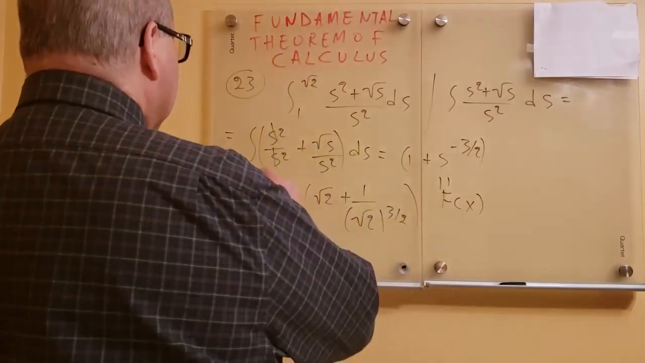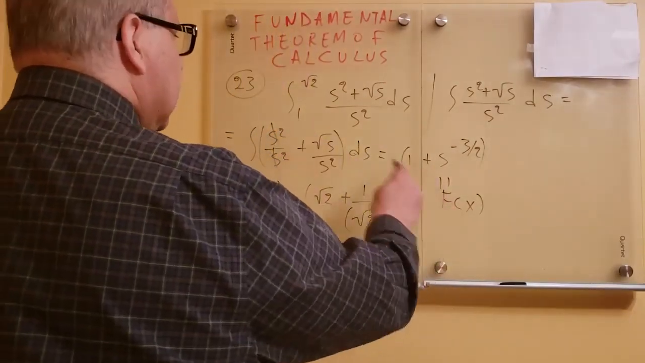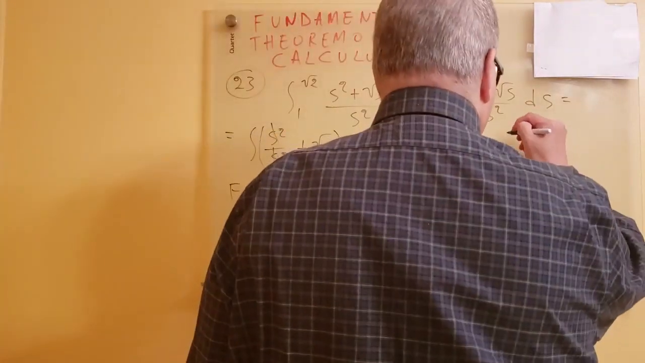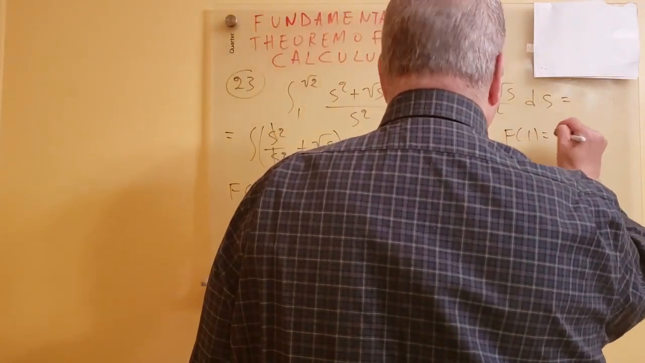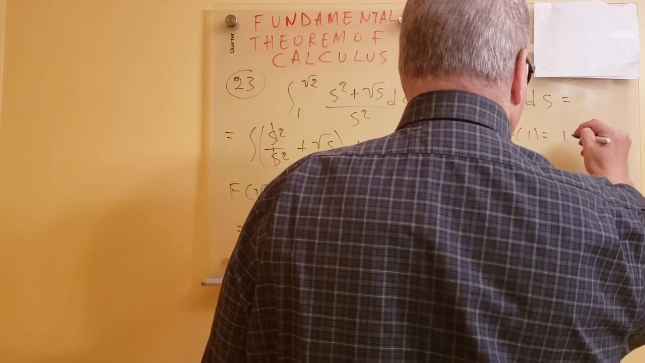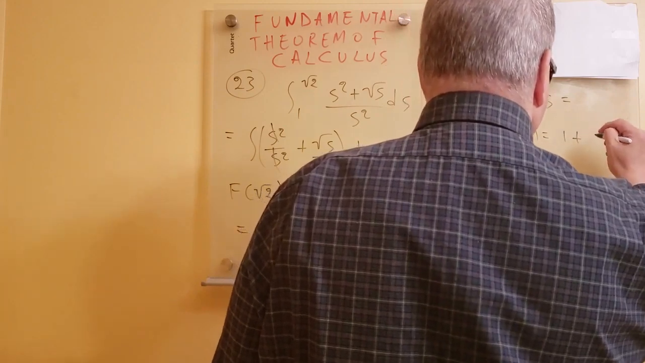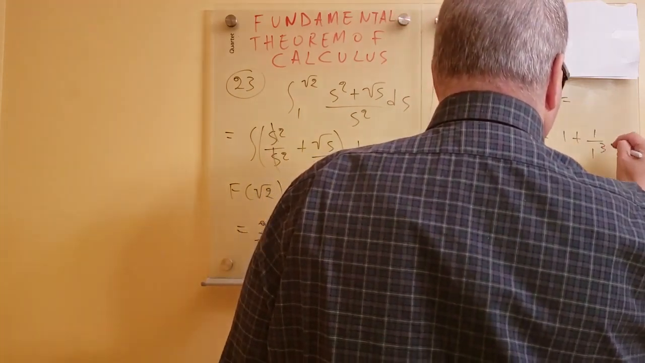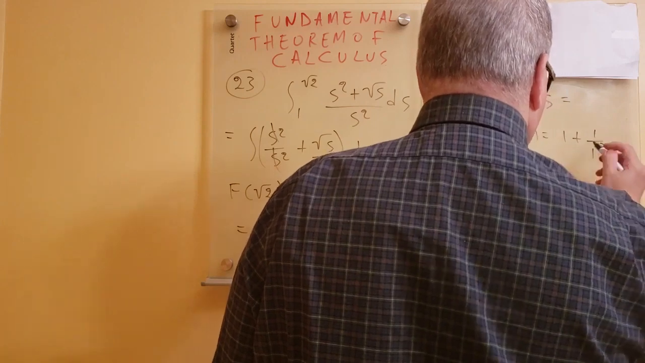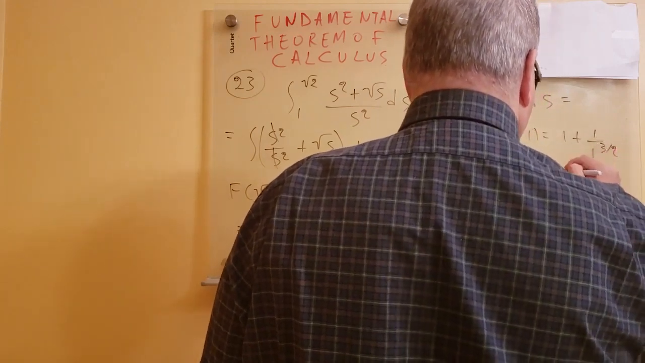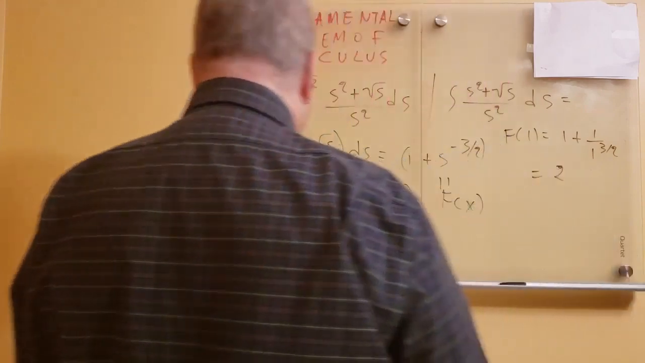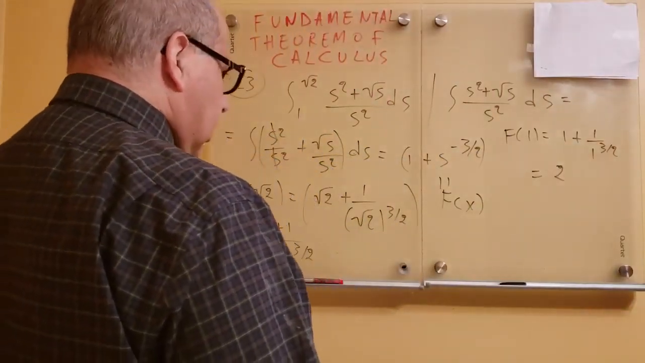And now you have to evaluate this here at point 1. So let's do it. The f of 1 should be equal to 1 plus 1 over 1 to the 3/2. So that's equal to 2. And finally your answer will be this here.